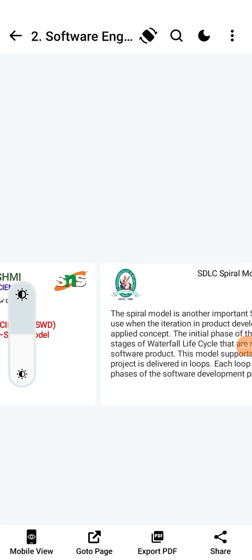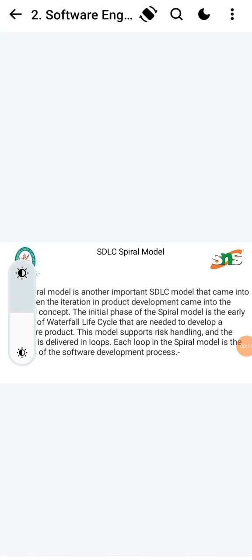Today we are going to see about software engineering in SDLC spiral model. What is SDLC spiral model? The spiral model is another important SDLC model that came into use when the iteration in product development came into applied concept. The initial phase of the spiral model is the early stage of waterfall life cycle that are needed to develop a software product.